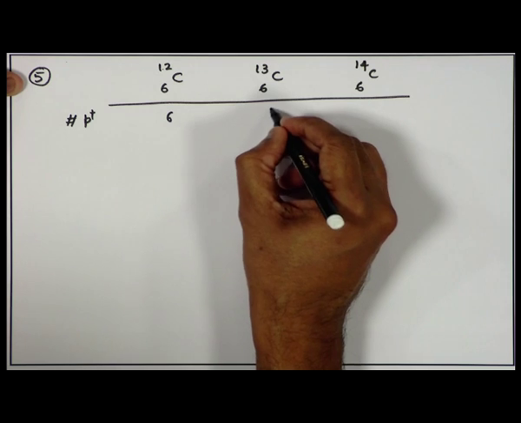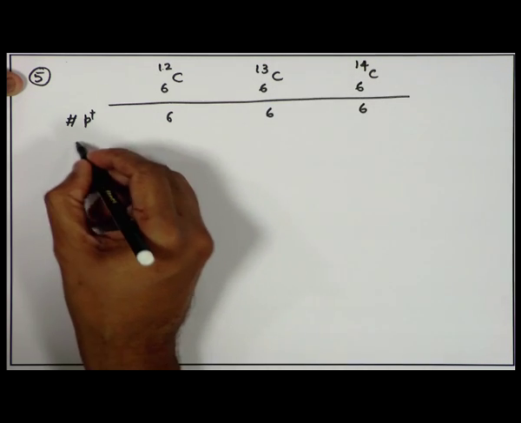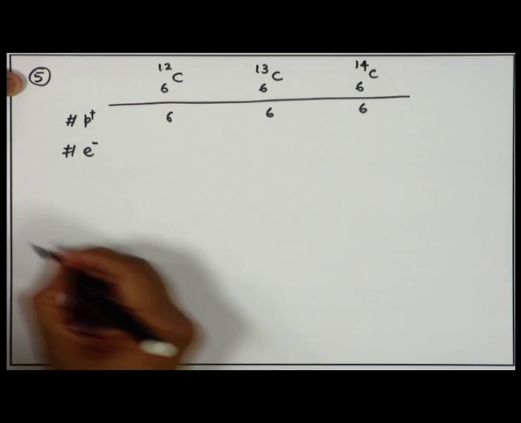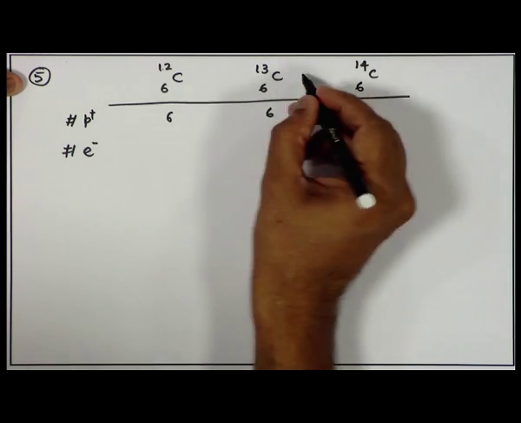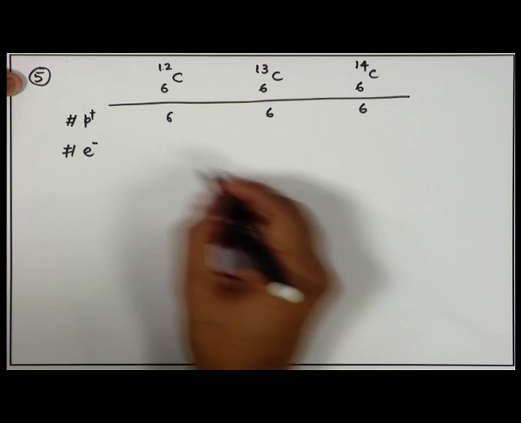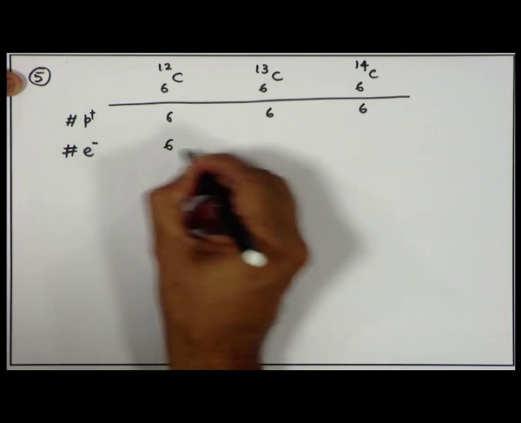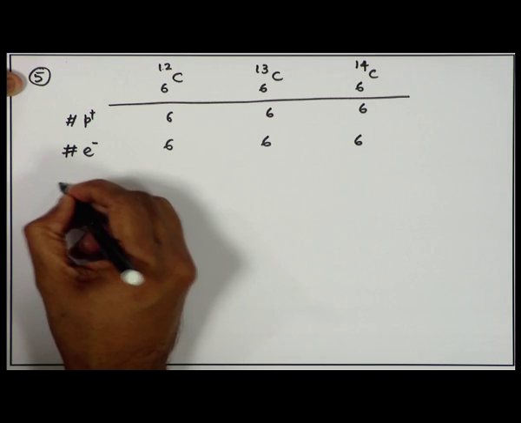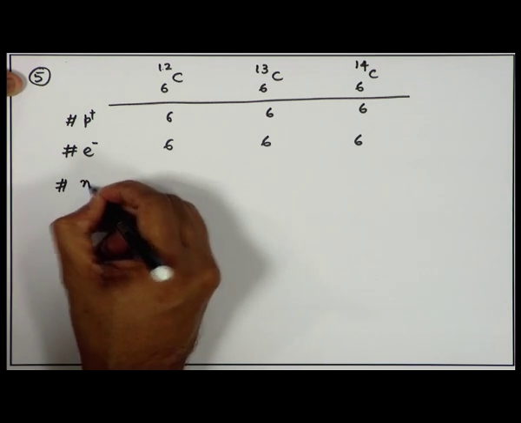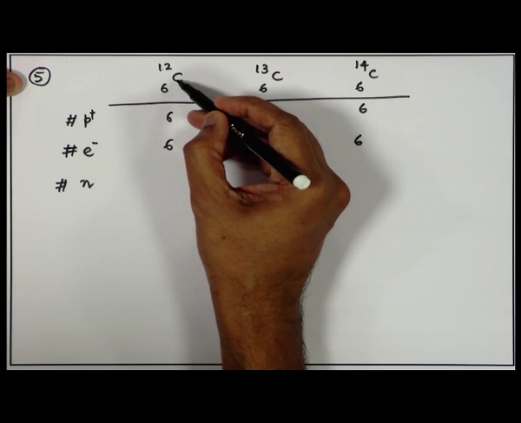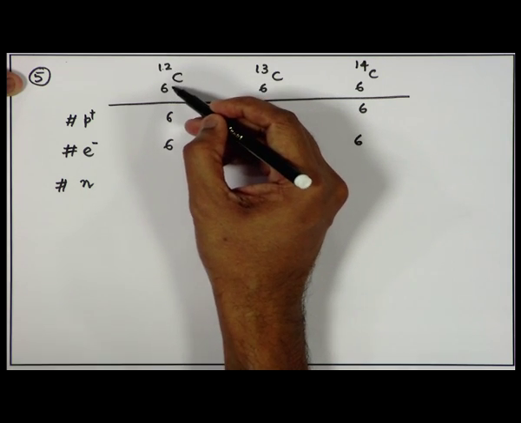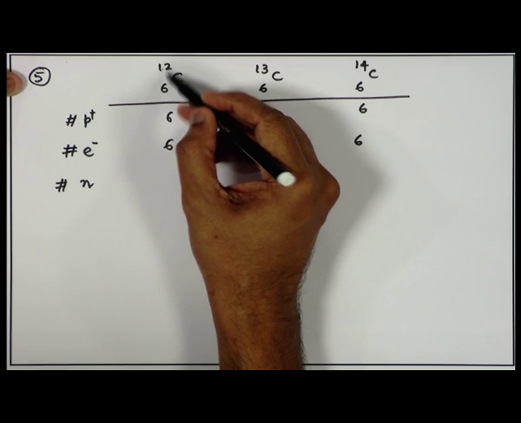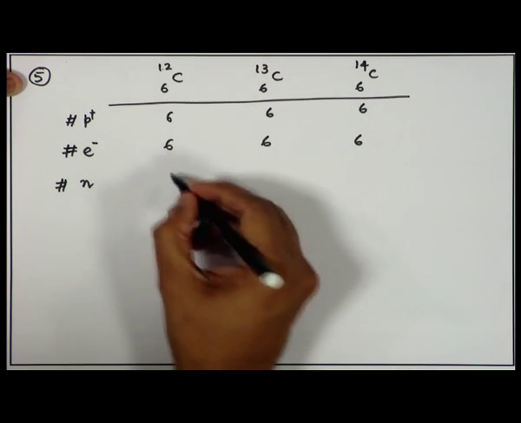Of course, 6, 6, 6, because this is the Z value. Number of electrons: all 3 species are neutral, so the number of protons is equal to the number of electrons. So, that is easy. Let us find out the number of neutrons. The mass number in C-12 is 12. That means there are 6 protons plus 6 neutrons.